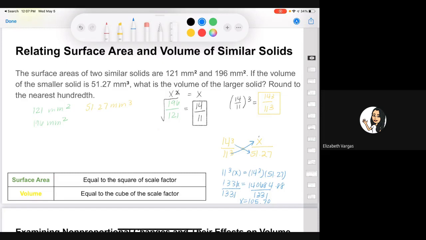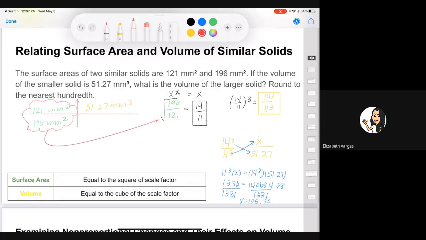So basically the first thing I want to do is write down the information I'm given. I'm given information about surface area and one of the volumes. And given that I'm given this information about surface area, I can find my surface area expression, which represents the ratio between my smaller to my larger, which was this expression right here.